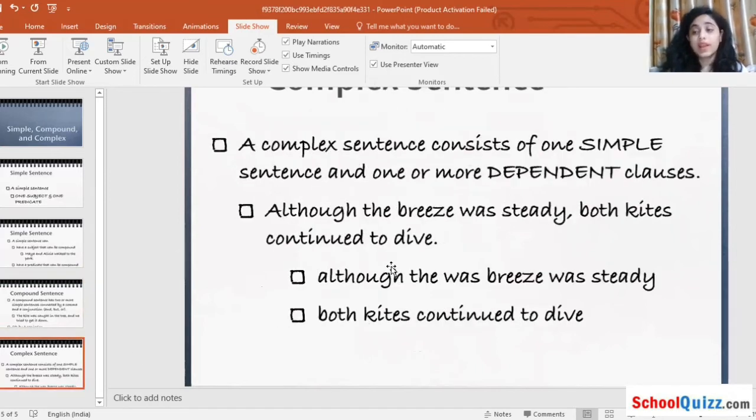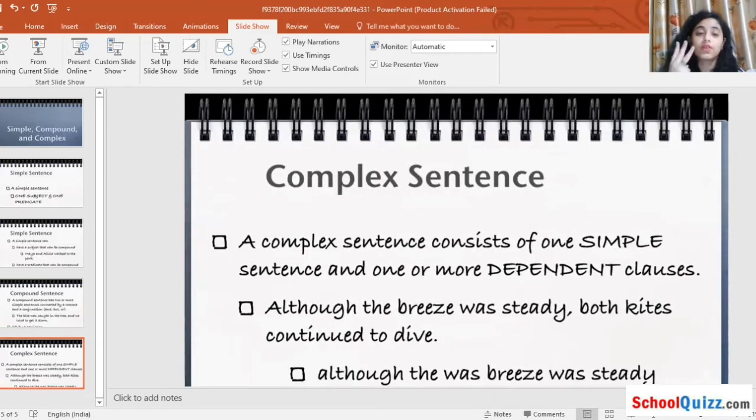Moving on toward our next, that is the complex sentence. We have three types of basic sentences, that is simple, compound, and complex. We have already understood the meaning of simple. We have already done the compound. Now we have the complex sentence.